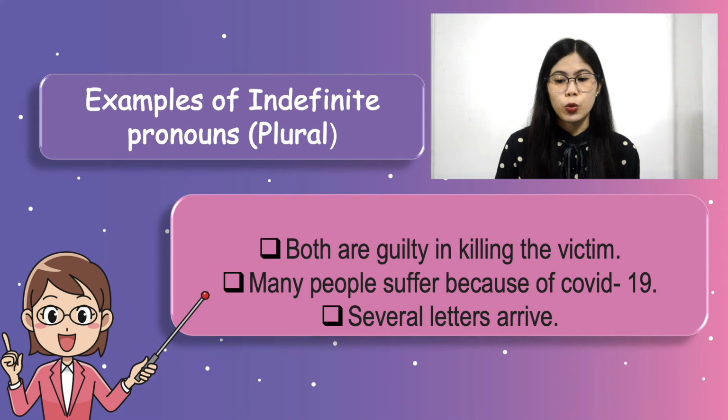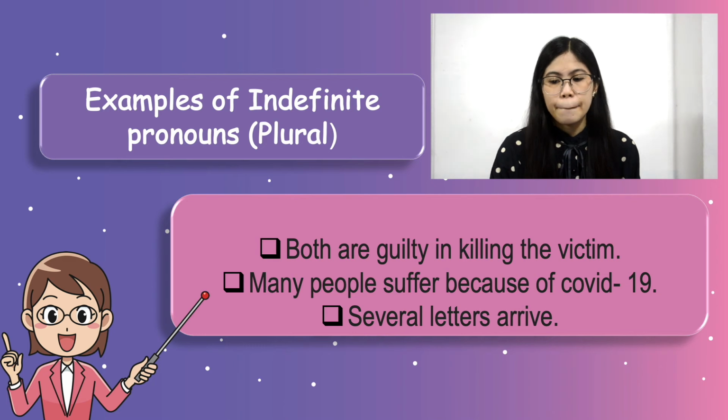Now let's move on to the examples of plural indefinite pronouns. So in the first sentence, we have both are guilty in killing the victim. The indefinite pronoun both pertains to two persons, thus making it a plural. And since that is a plural, the verb must also be in the plural form, which is the word are. The word both is indefinite because it is not specified.